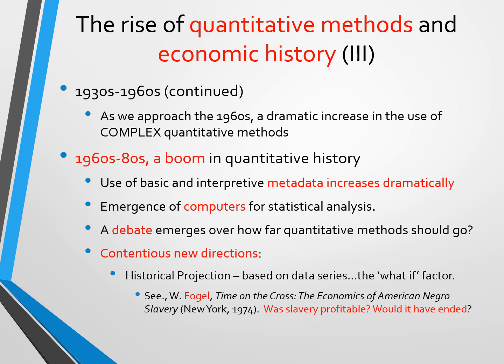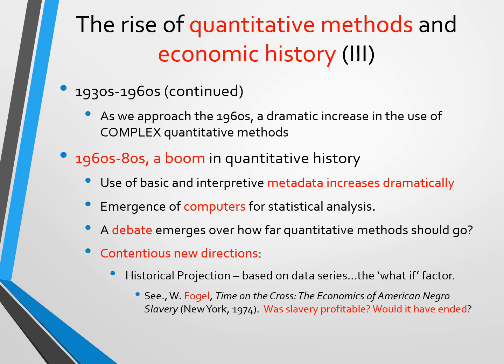Up to the 1960s, we see a dramatic increase in the use of complex quantitative methods. This is the grouping of things and the analysis of those groups in terms of moving averages, in terms of trends, and then using trends and averages to estimate missing data points. And I'll give you an example of that in a moment here.